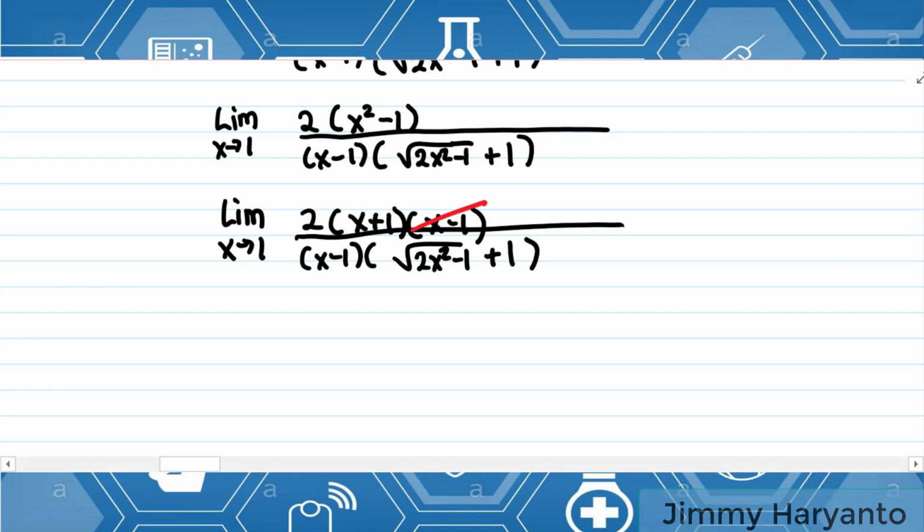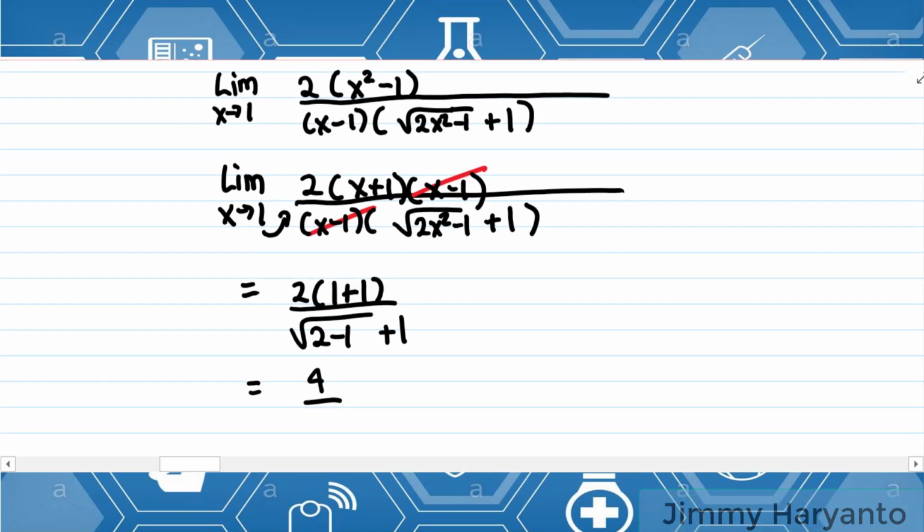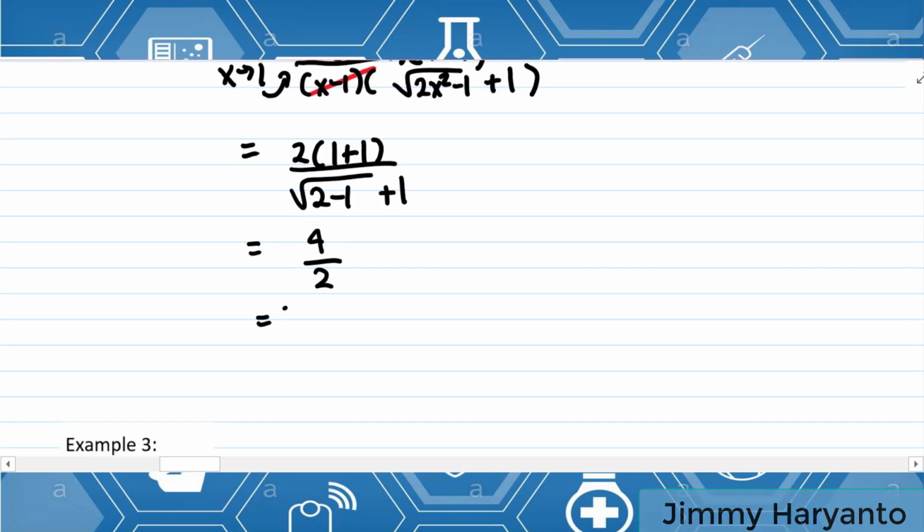Okay, we can cross out the x minus 1 as you can see, and then we try to substitute the x. When we substitute the x, you don't have to write the lim anymore. 2 plus 1 over square root of 2 minus 1 plus 1 equals 4 over 2. 4 over 2 equals 2.